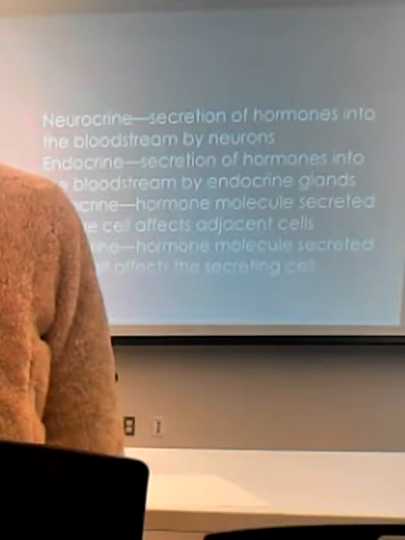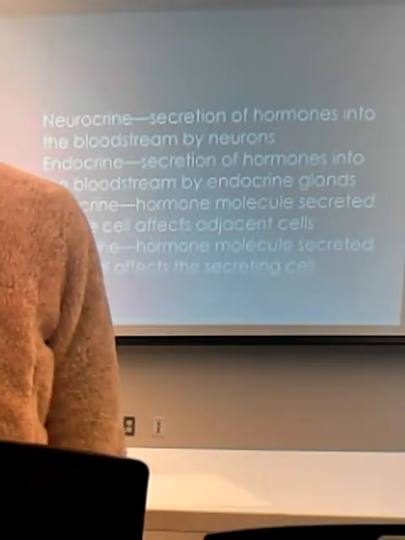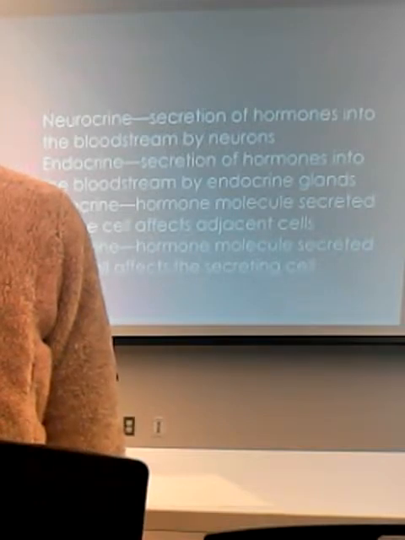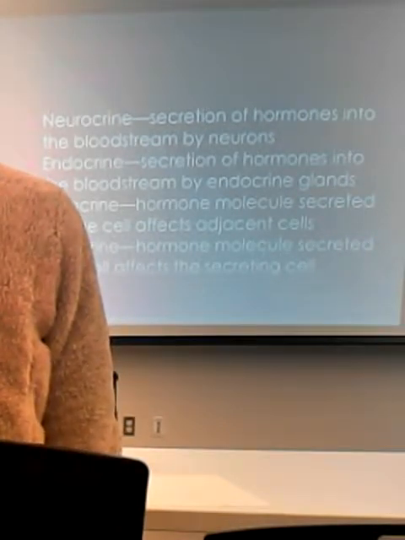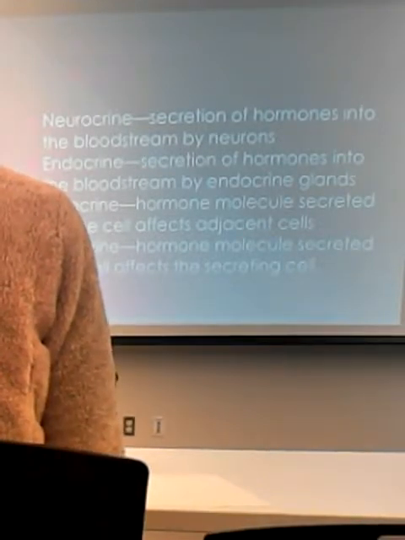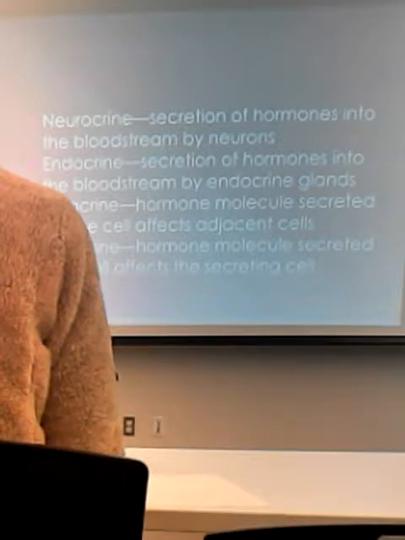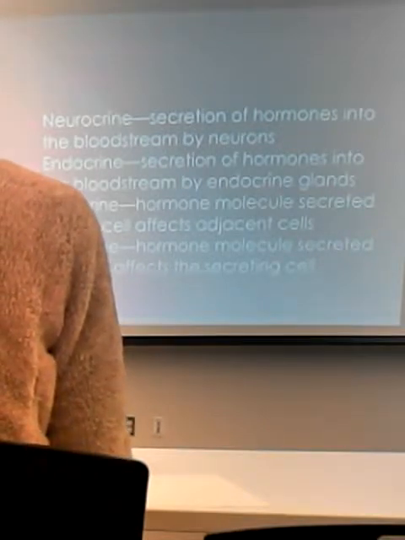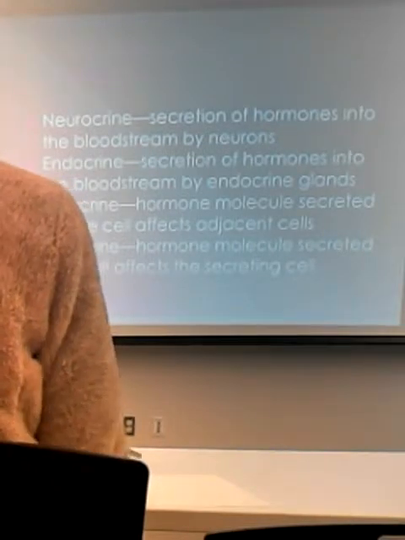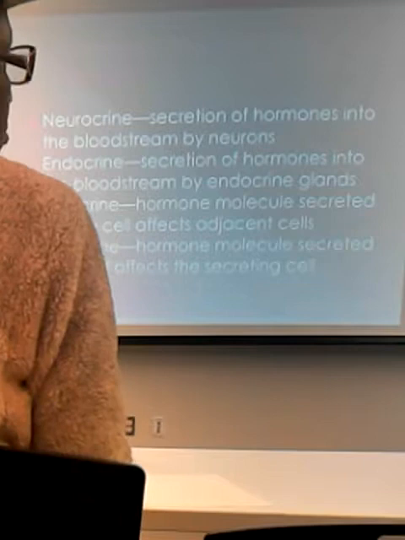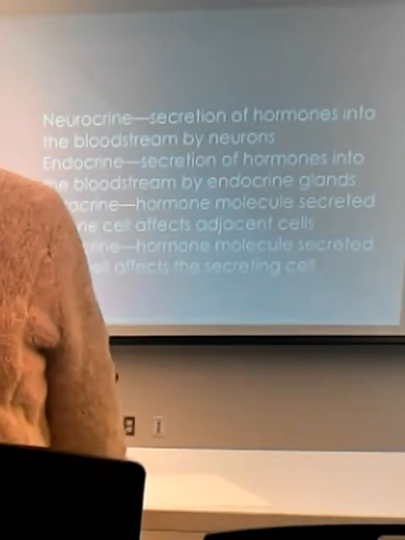Paracrine, so you got a cell that makes some hormone, and it releases the hormone, and what does it do? It impacts its neighbors, okay? And then autocrine, you got a cell that makes some hormone, it secretes it, and then that in turn binds back onto that particular cell and has an effect on that particular cell. Does that make sense to you guys? So I want you to know all 4 of these modalities, okay?